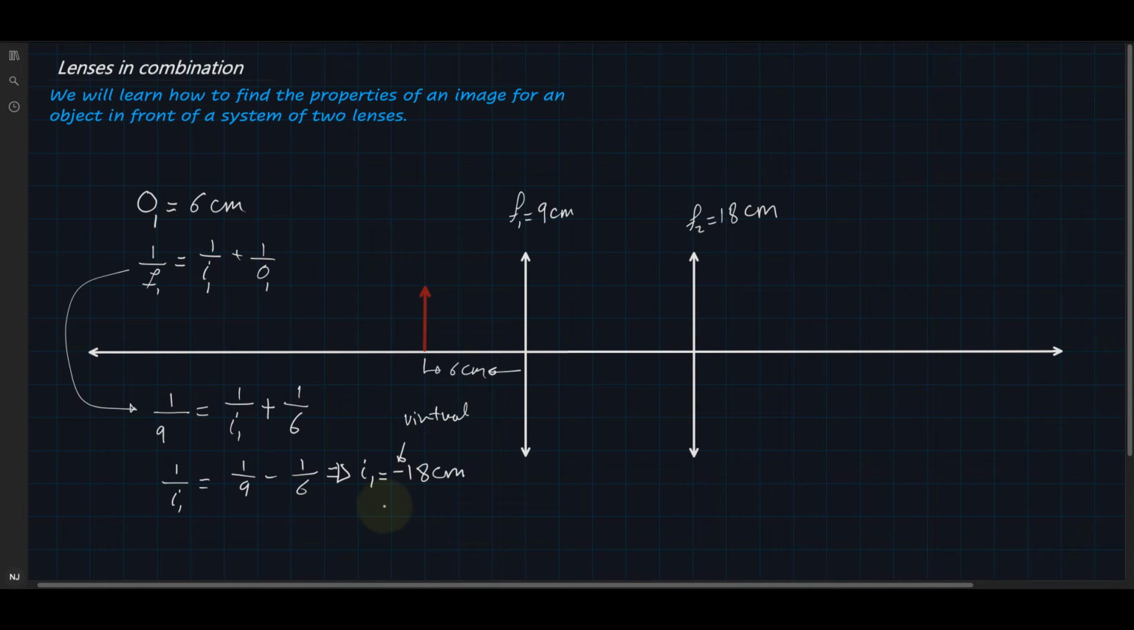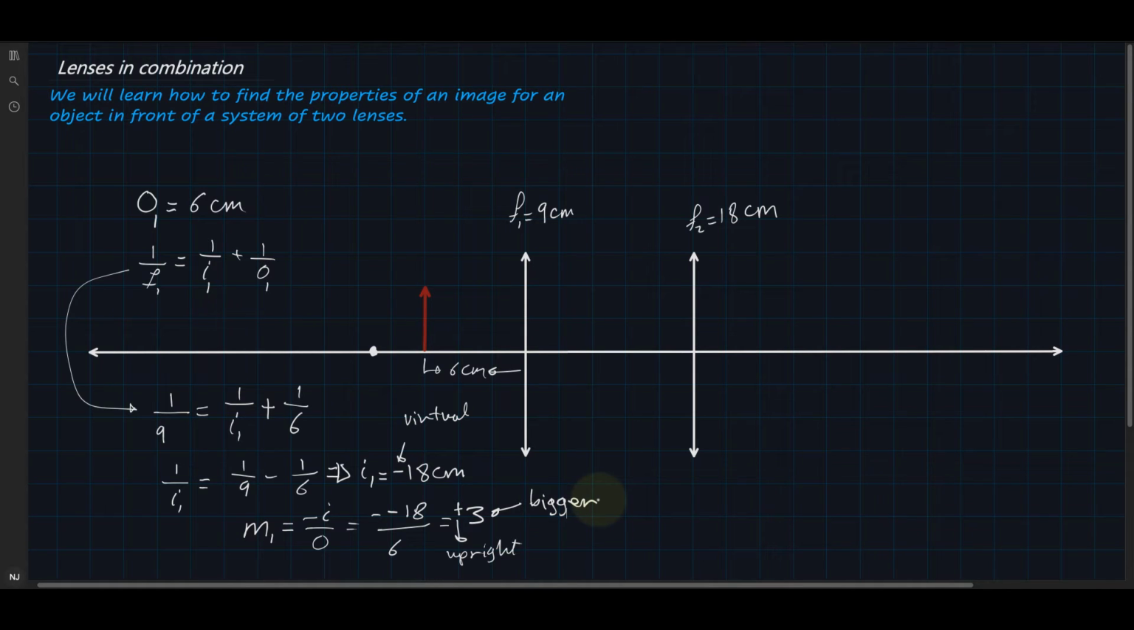So this is where the object is. This is lens number one. The object is 6 centimeters away, and the focal length is 9 centimeters. You can tell that the object is closer to the lens than the focal length, and that makes sense, since we have a virtual image. Now if we want to find the magnification, I'm going to call it M1 because that's for lens number one. M1 is equal to minus I over O, so minus minus 18 divided by the object, which is 6 centimeters away, so this would be 3. Positive 3, this positive means it's upright, and 3 means that it is bigger, since it's bigger than 1.